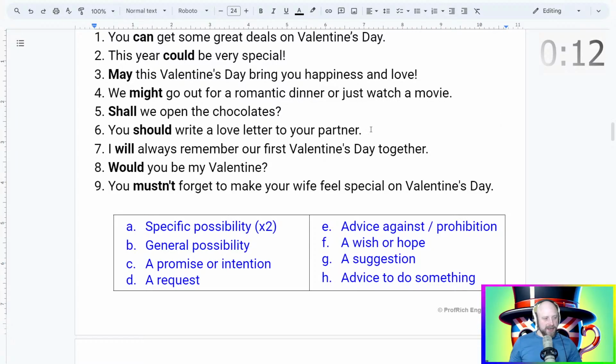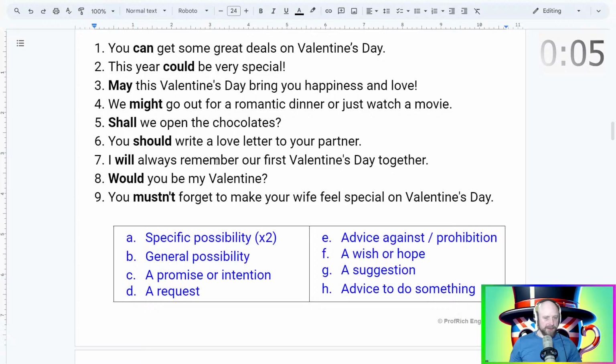Number one is not A. Number one is not A. Definitely not. That's very critical, actually. It's critical to know. It's very important to understand that can cannot be used for specific possibility. It can be used for ability in a specific situation, but not for specific possibility.